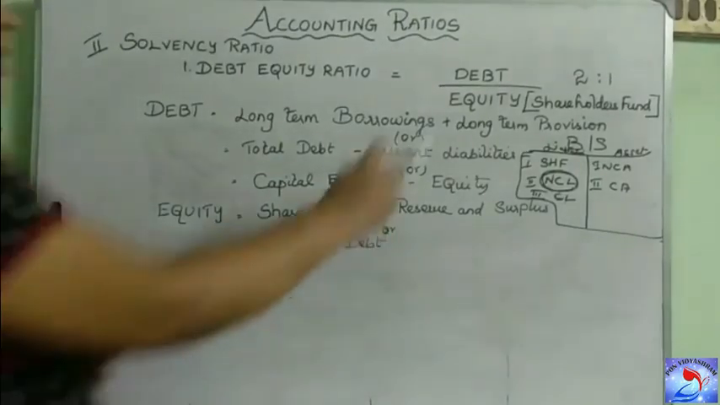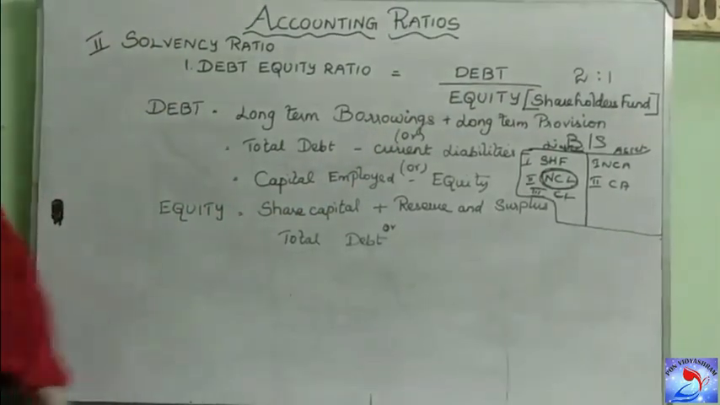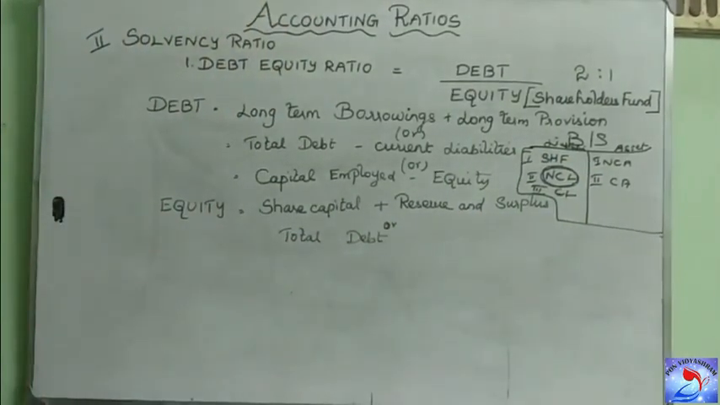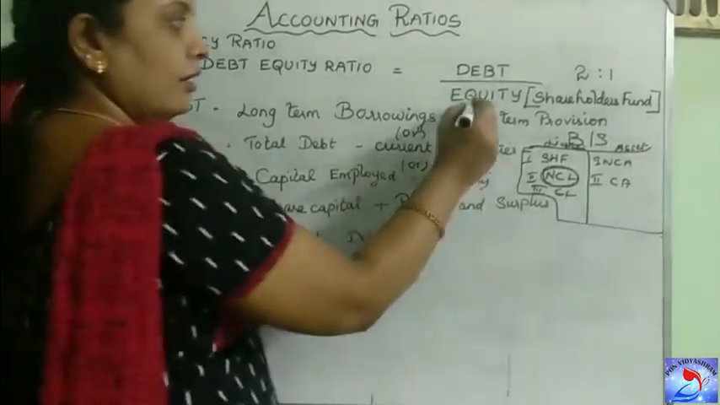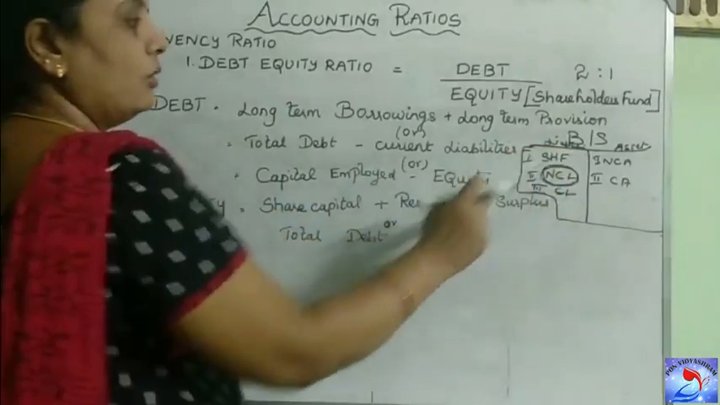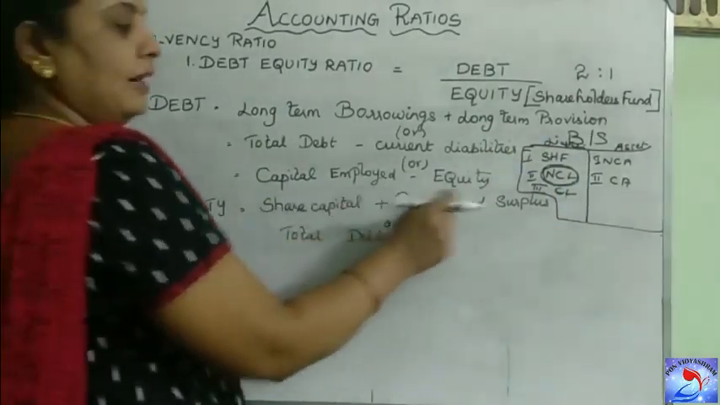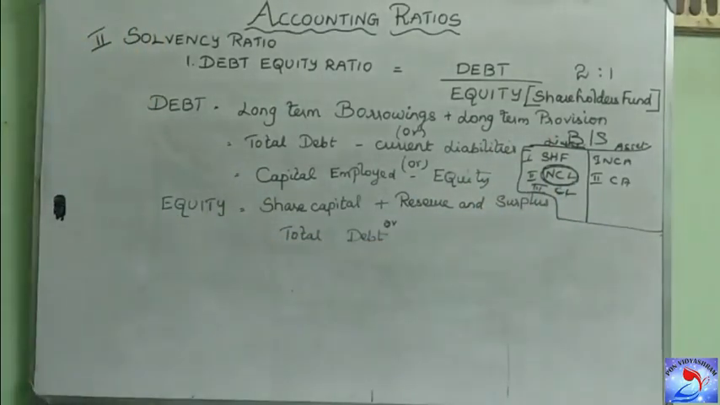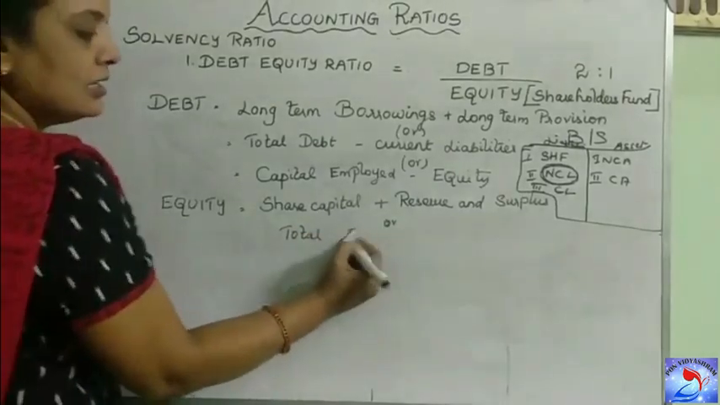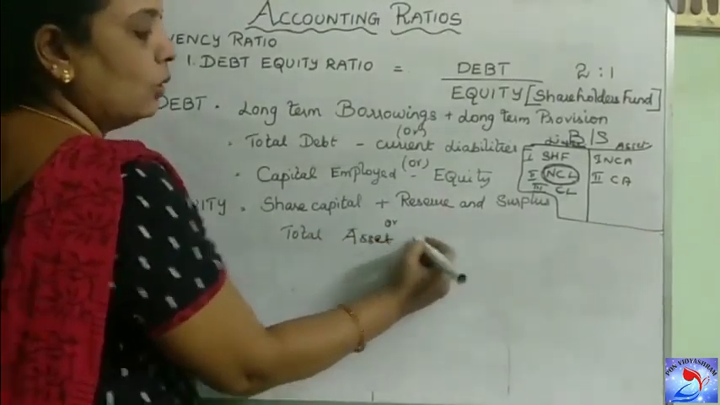Now, I want equity. What is equity? Equity is shareholders fund. In the shareholders fund, we have share capital plus reserves and surplus. So, for equity, I want the first main heading, that is shareholders fund. The other way is, if I want to find equity, I can say total assets minus total debt.